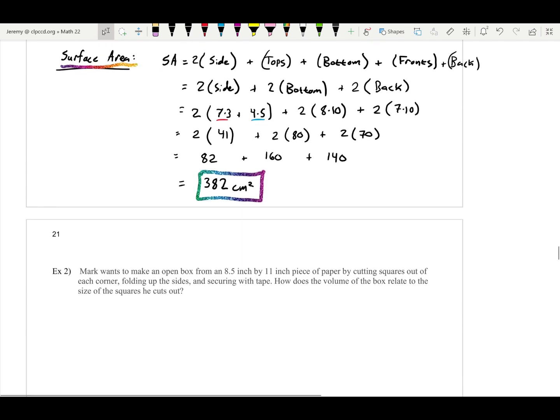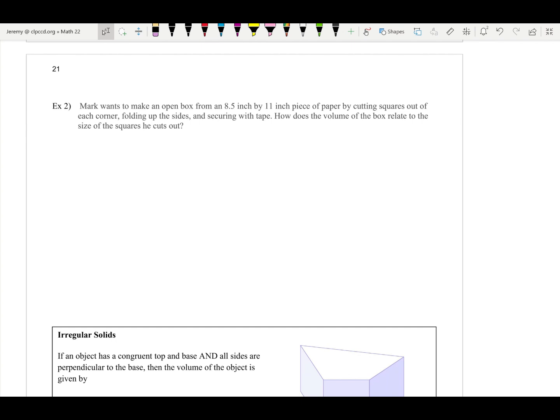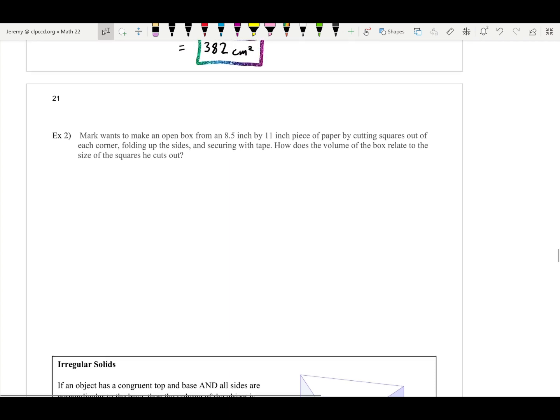All right, so that's our first example. We've got another one here. Example 2: Mark wants to make an open box from an 8.5 inch by 11 inch piece of paper by cutting squares out of each corner, folding up the sides, and securing with tape. How does the volume of the box relate to the size of the squares he cut out?